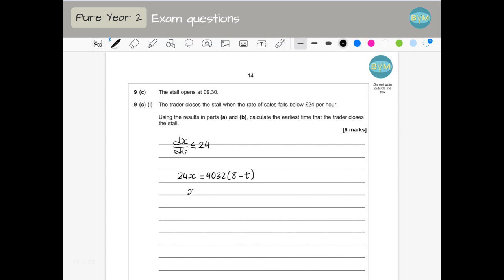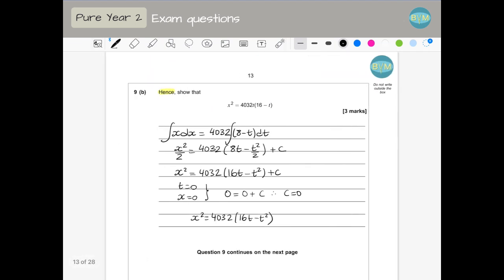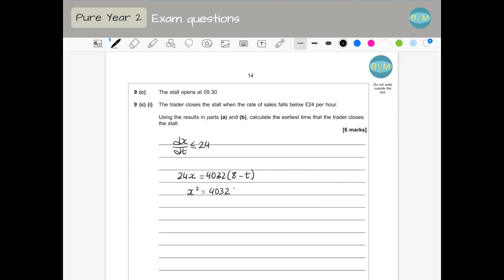So my expression is that x squared is 4032t(16 minus t). And from these two, I need the time because I need to know when the person is closing the store. So between these two simultaneous equations with two unknowns, t and x, I'm going to eliminate x. And to eliminate x, I can, for example, make x the subject in the first one.